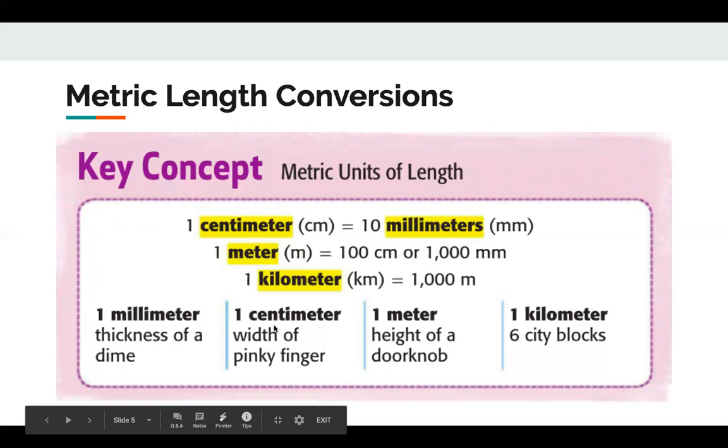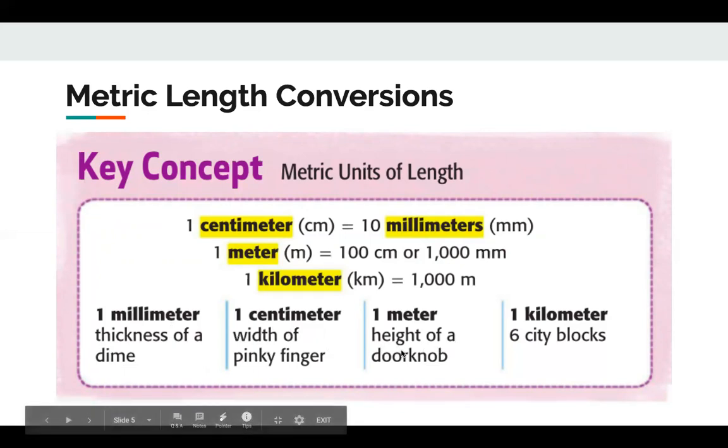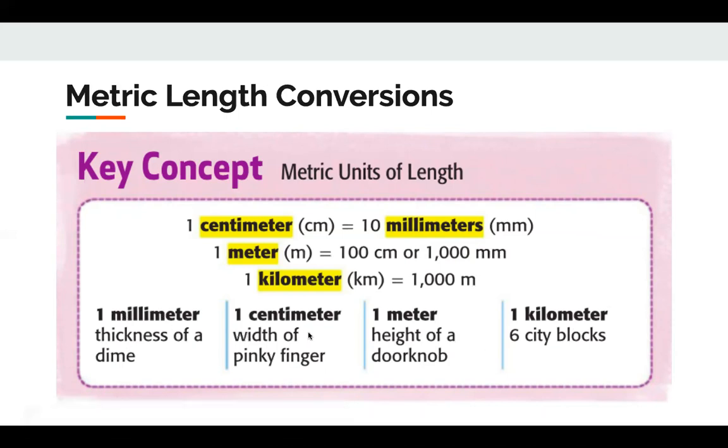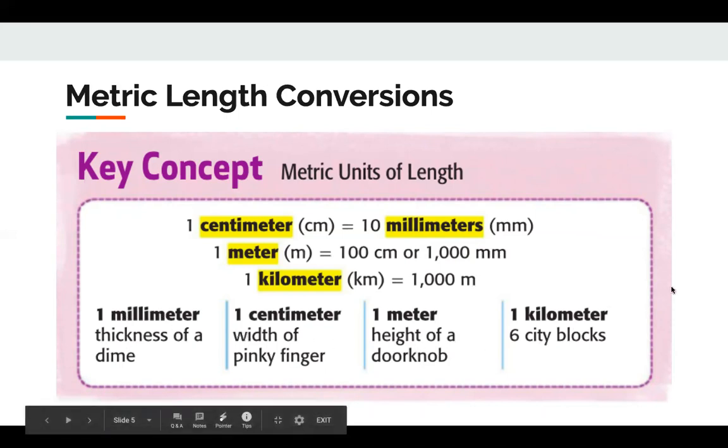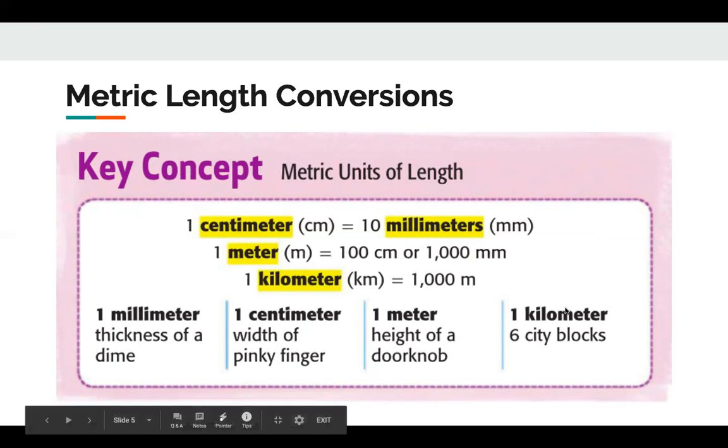The second one is a centimeter, which is about the width of your pinky finger. A meter is about the height of a doorknob. And a kilometer is 6 city blocks. You can see that a kilometer gets a lot larger at the end. So you have the smallest, a millimeter, moving up to a centimeter, a meter, and a kilometer. You're going to need to understand that these are the different measurements.